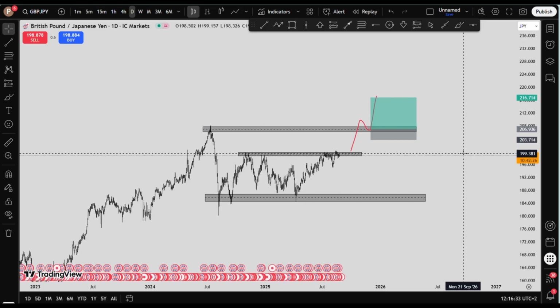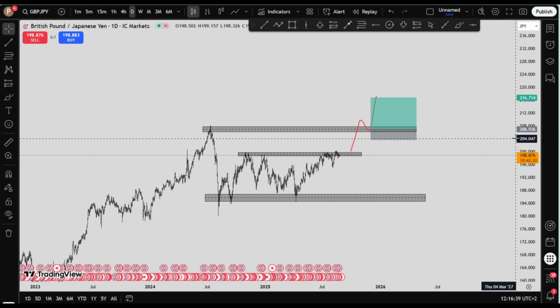This is a long-term trade. Yeah, I've been posting a lot of swing trades recently.